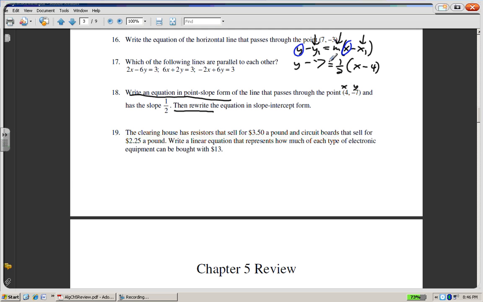Now I need to rewrite this in slope-intercept form. So I'm going to write it down here. I can go ahead and keep, change, change. It's going to be y plus 7 equals 1/2 times x minus 4.